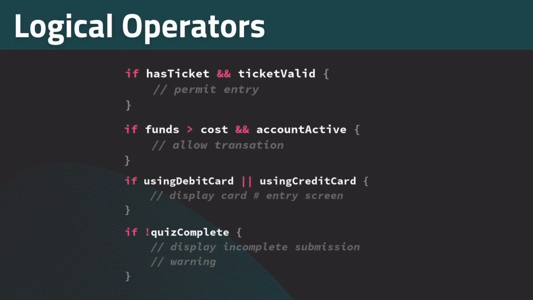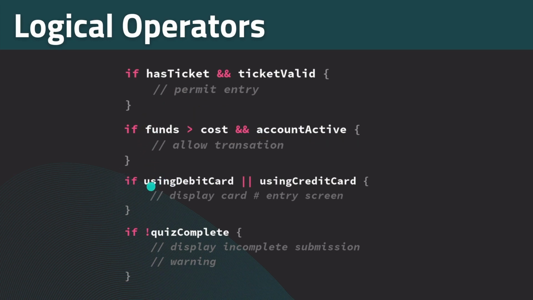Now let's take a look at how we can use if with some logical operators. Here we have if has ticket and ticket valid. So this has to be true and this has to be true. Then we'll execute the code here in this block. In this example here, we have if the funds are greater than the cost. So this whole thing will evaluate to either true or false, and the account is active. So if that's true and this is true, then we'll enter into this block here.